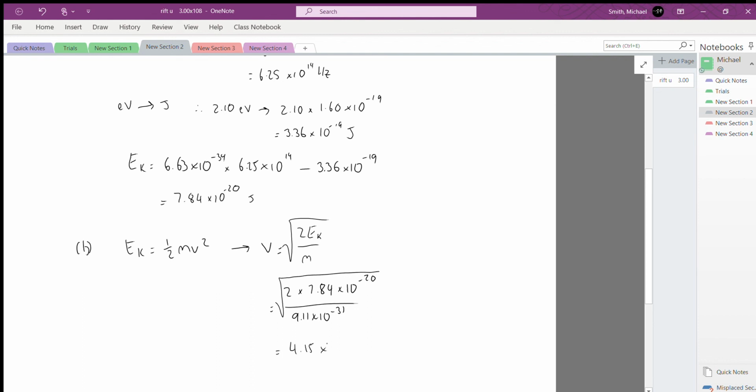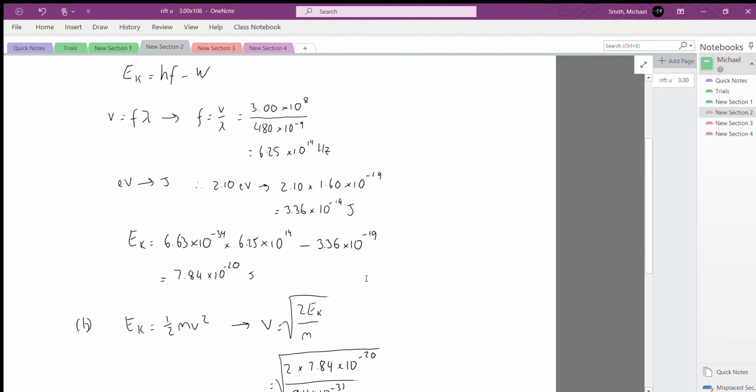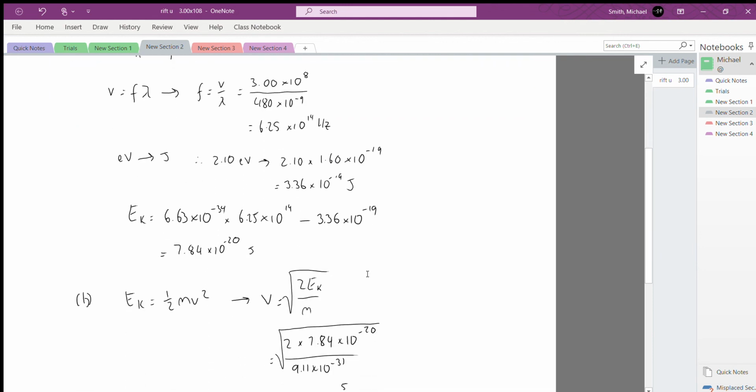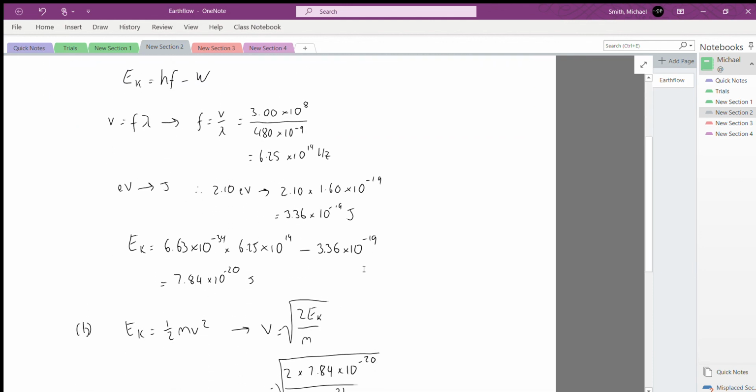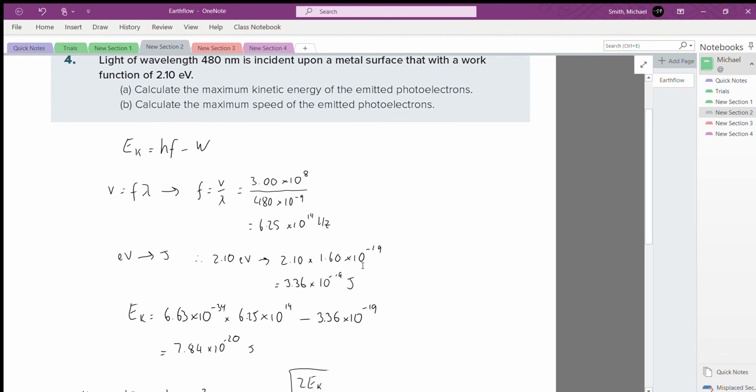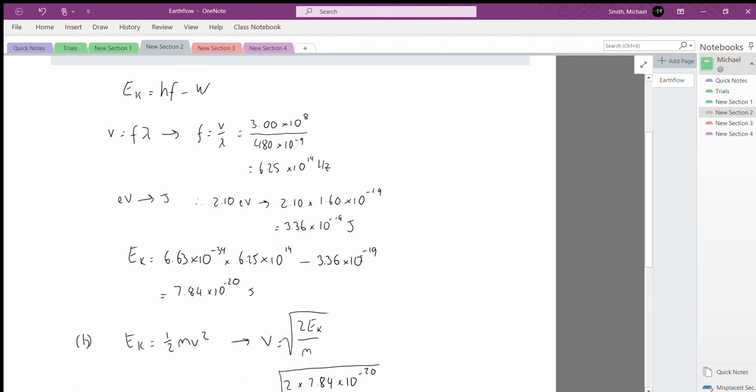4.15 times 10 to the power of 5 meters per second. And that's it, that's not too bad. The hardest part's probably the rearranging of the kinetic energy formula, but the rest of it is pretty much just conversions and substitutions. Not really much else to it.